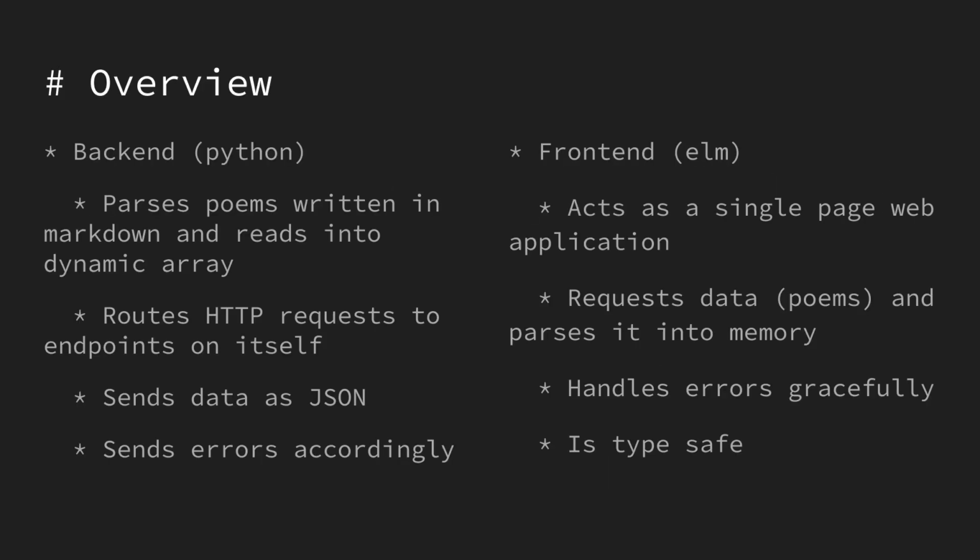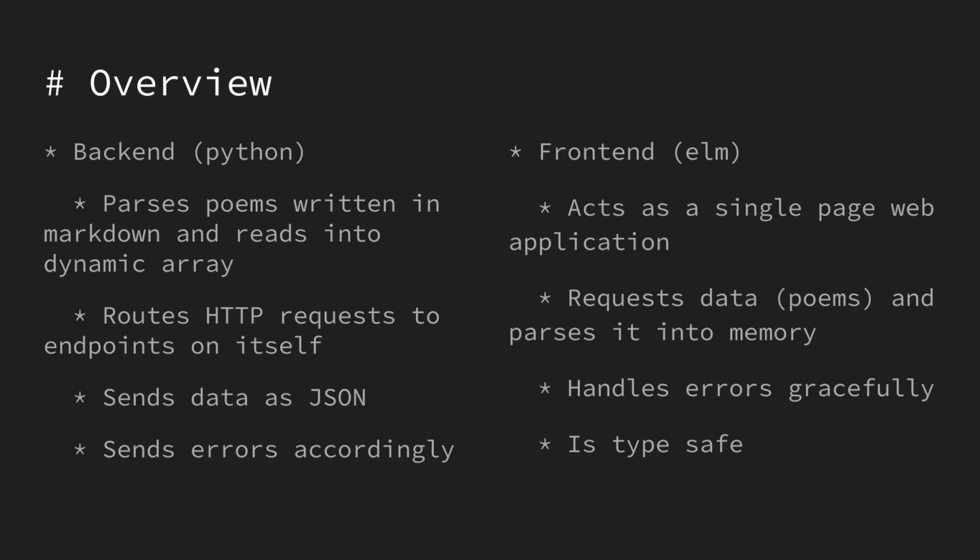As a brief overview, the Python backend starts by parsing poems. I chose poems as the data, written in Markdown, and it reads the poems into a dynamic array. The poems have headers on them that I'll talk about more later. And it routes HTTP requests to endpoints on itself. Endpoints are just URLs, really, URL positions, like permanent URL links. Depending on the endpoint, it'll do different things and send different data.